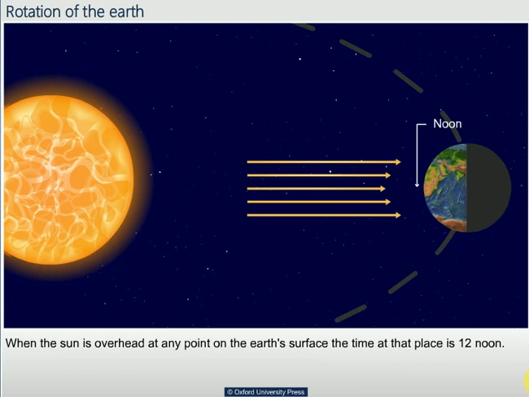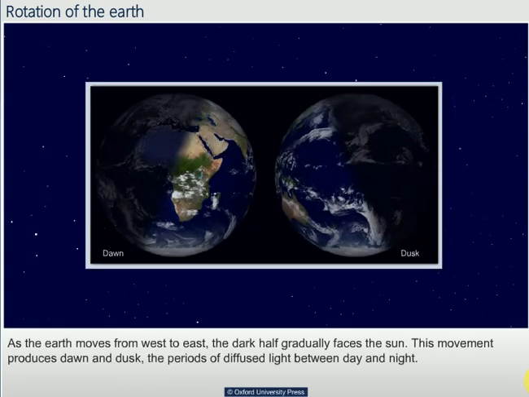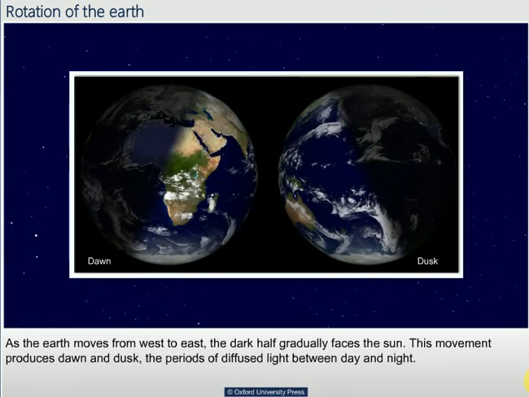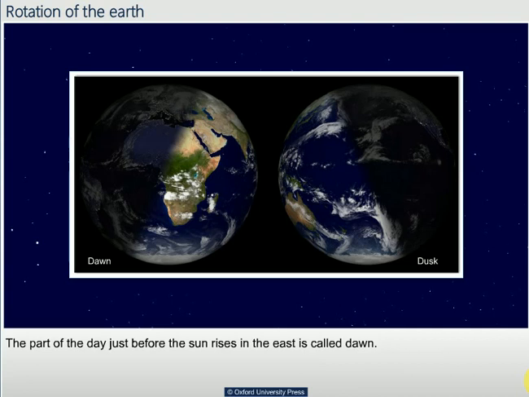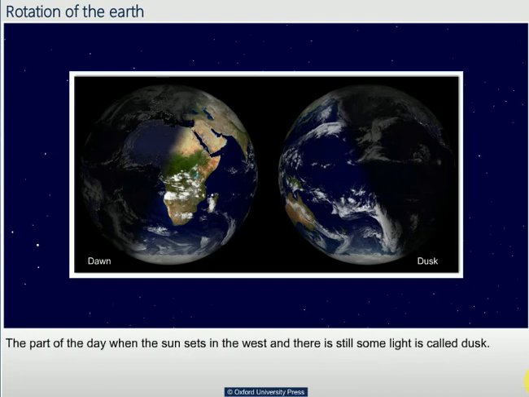As the Earth moves from the west to east, the dark half gradually faces the sun. This movement produces dawn and dusk, the periods of diffused light between day and night. The part of the day just before the sun rises in the east is called dawn. The part of the day when the sun sets in the west and there is still some light is called dusk. Can you give another word for dusk? Another word for dusk is twilight.